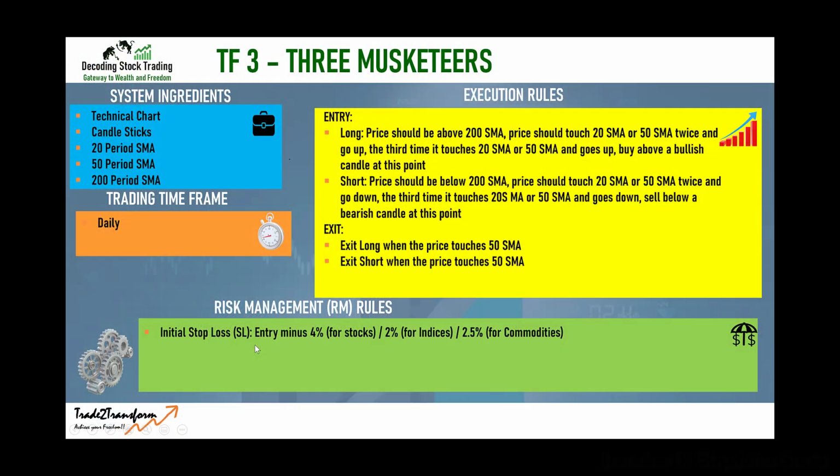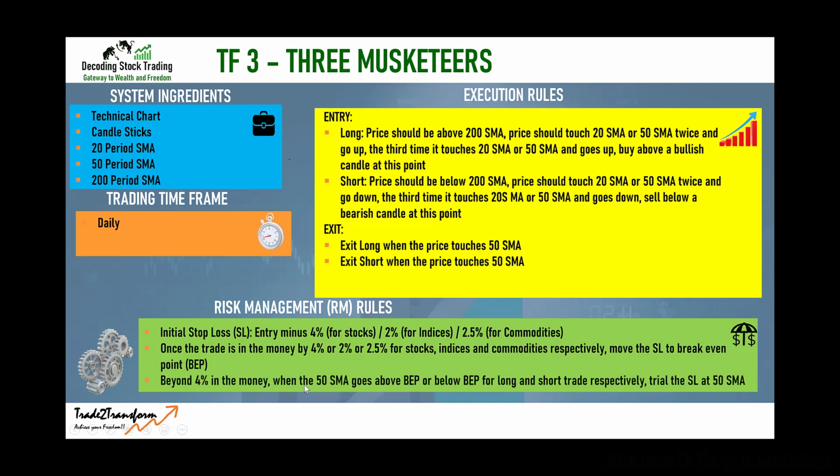Now let's jump on and understand the risk management rules for this. Here the initial stop loss is 4%: entry minus 4% is the initial stop loss for stocks, 2% for indices, 2.5% for commodities. I would recommend doing this mostly on stocks, not on indices. Then once you are in the trade, when it is 4% in the money for stocks, or 2.5% for commodities, move it to break even. Pretty simple.